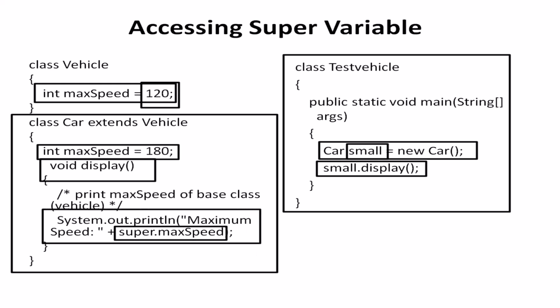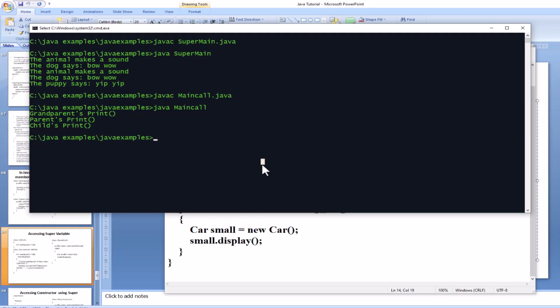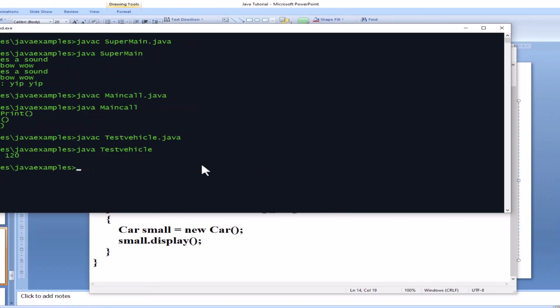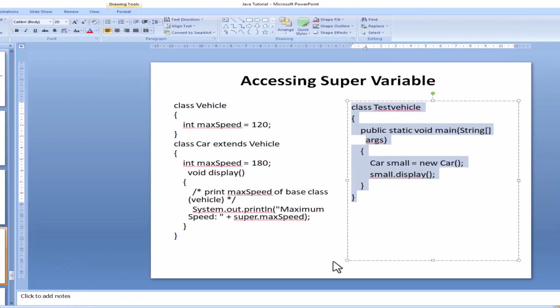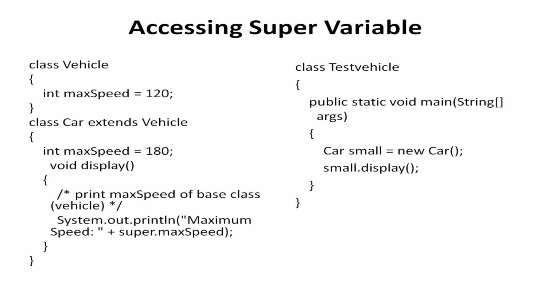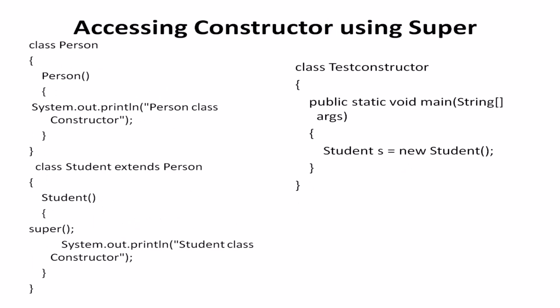So let us compile this particular program. java space test vehicle dot java. So now we compile the program. java test vehicle speed is 120, because it has shown its parent class speed.